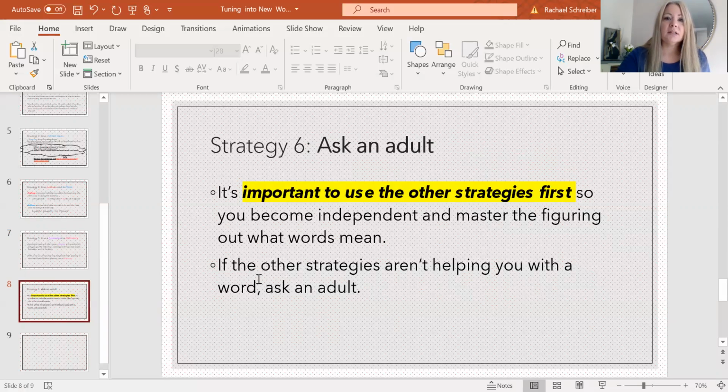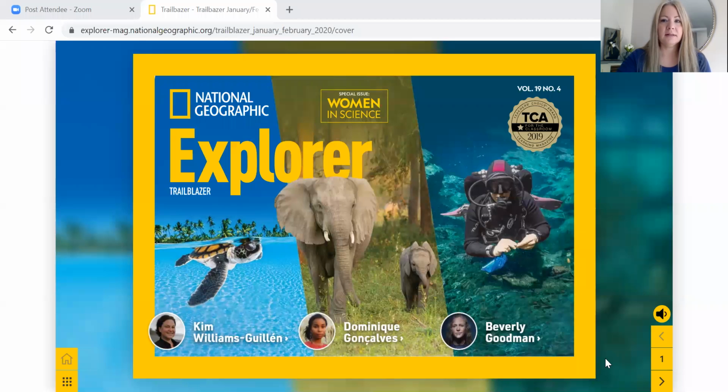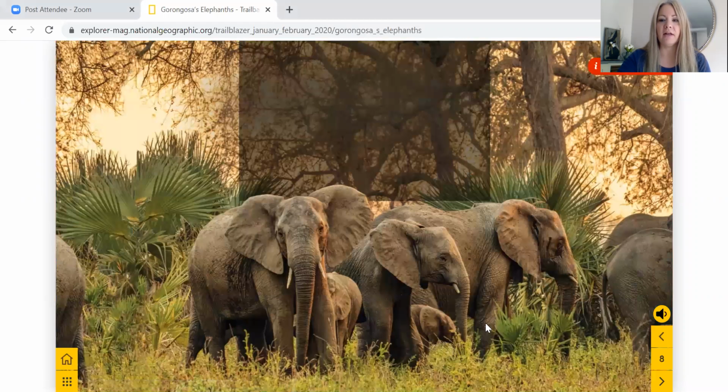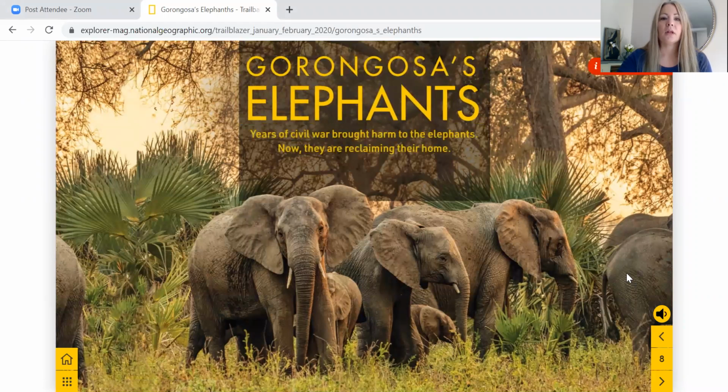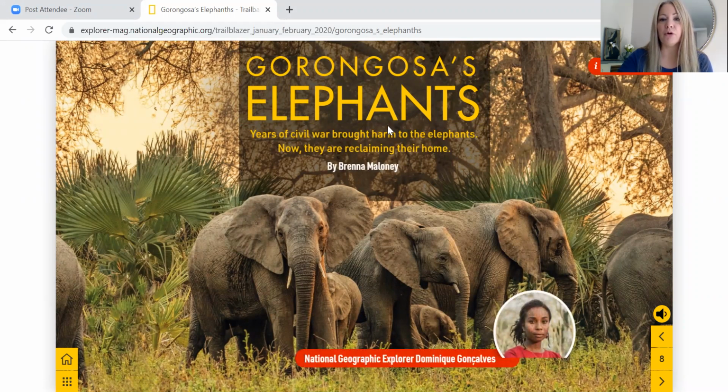All right, so today what we're gonna do is we are going to practice doing this, and I am going to pull up an article here. This is from March. It's our National Geographic Explorer. We're gonna go to the elephant article. This is Gorongosa's elephants. Years of civil war brought harm to the elephants. Now they are reclaiming their home.